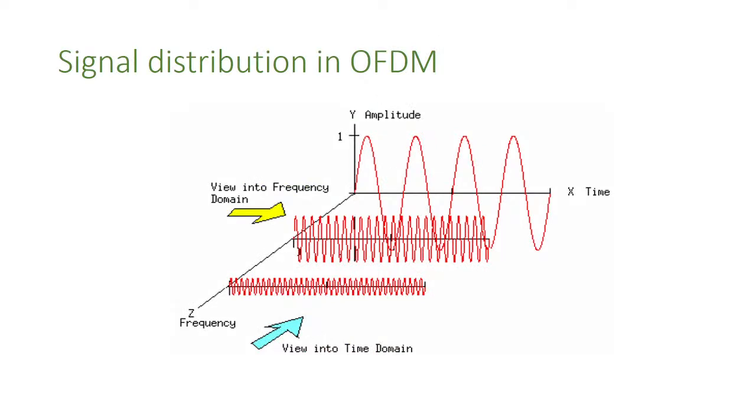Signal distribution in OFDM. Since we have said orthogonal, here we have to take 3 parameters, and therefore the signal will be traveling in 3 axes. Those axes are X for time, Y for amplitude, and Z for frequency. Based on that, the signal distribution will be done. We have to compare the time, frequency and amplitude at the same time.